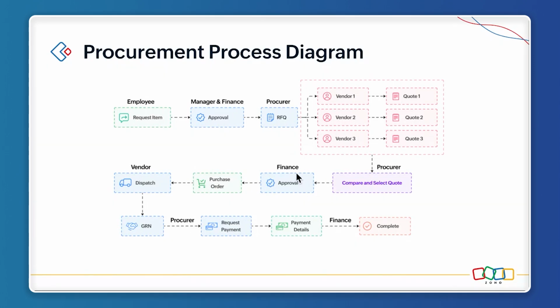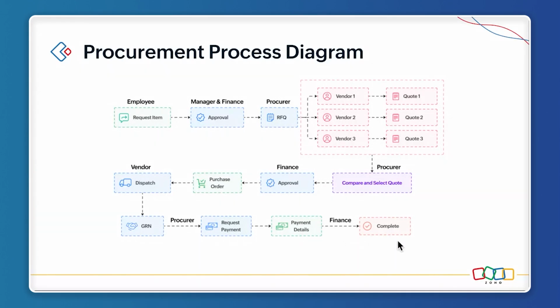and on choosing the quotation, the finance team will approve, and the purchase order will be created to the vendor, and the vendor will be dispatching the requested item, and we will be receiving the goods received note, and the vendor will be requesting for the payment. So once he delivers the materials or the items, he will then be requesting for the payment, and the payment will be settled by the finance team, right?